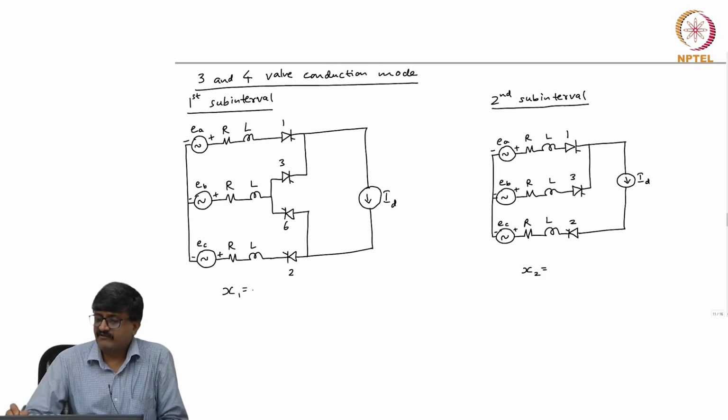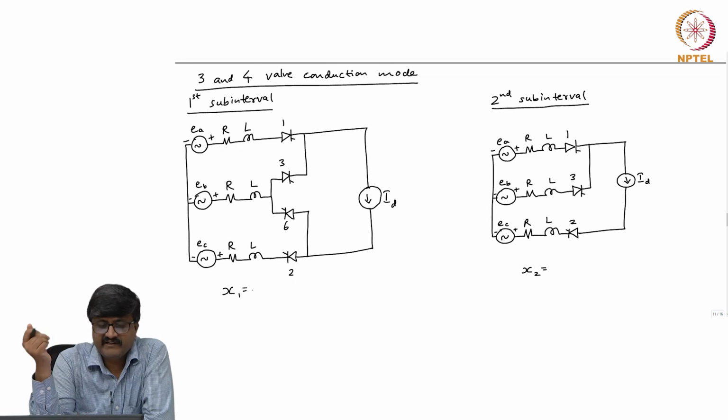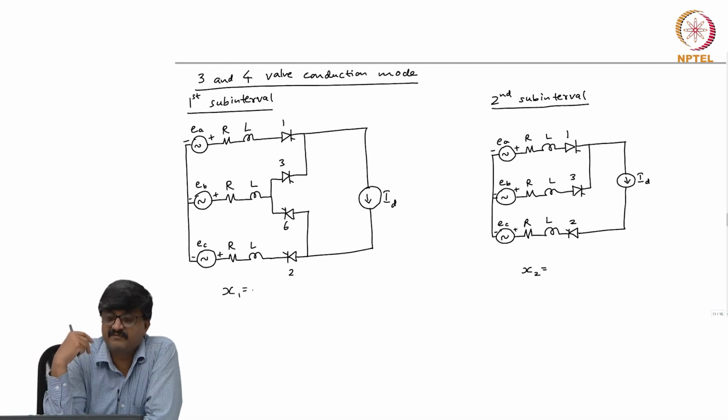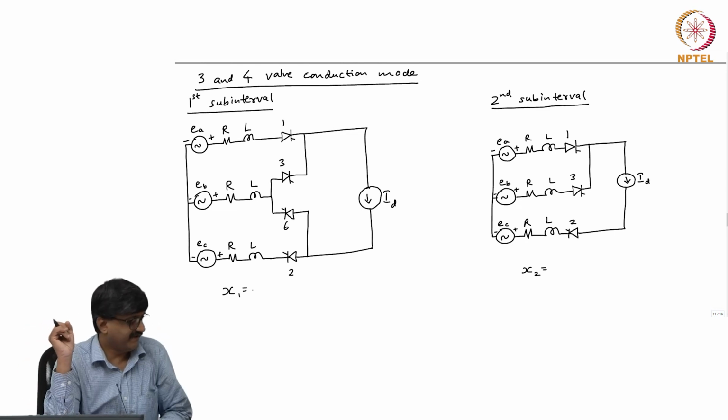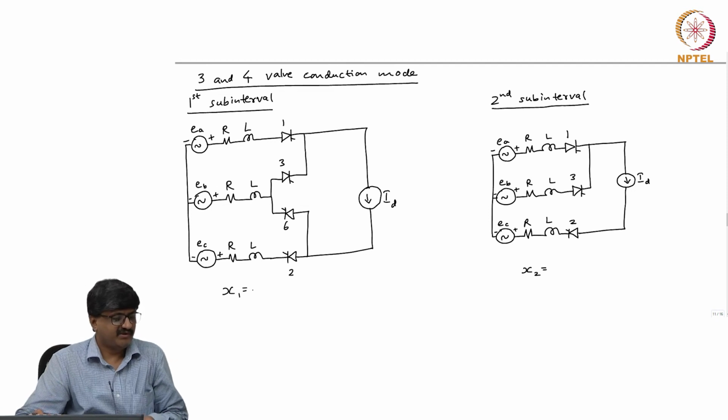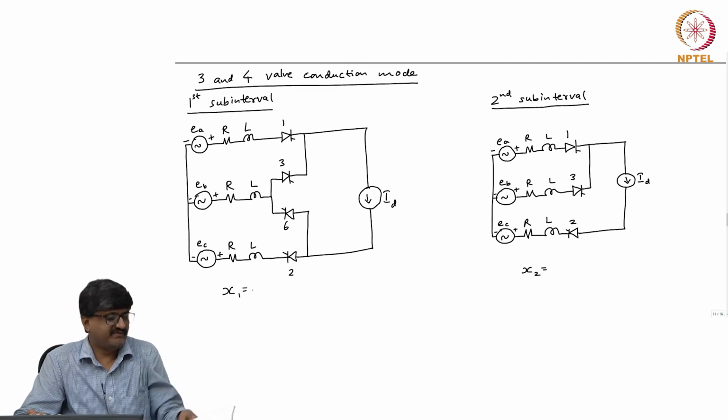Now, it is easy to say what is x 2 because we already considered the second subinterval in the case of 2 and 3 valve conduction mode, because the second subinterval equivalent circuit is same as the first subinterval equivalent circuit for 2 and 3 valve conduction mode. So, x 2 here is nothing but what we got as x 1 in the case of 2 and 3 valve conduction mode. So, x 2 is nothing but I 1.